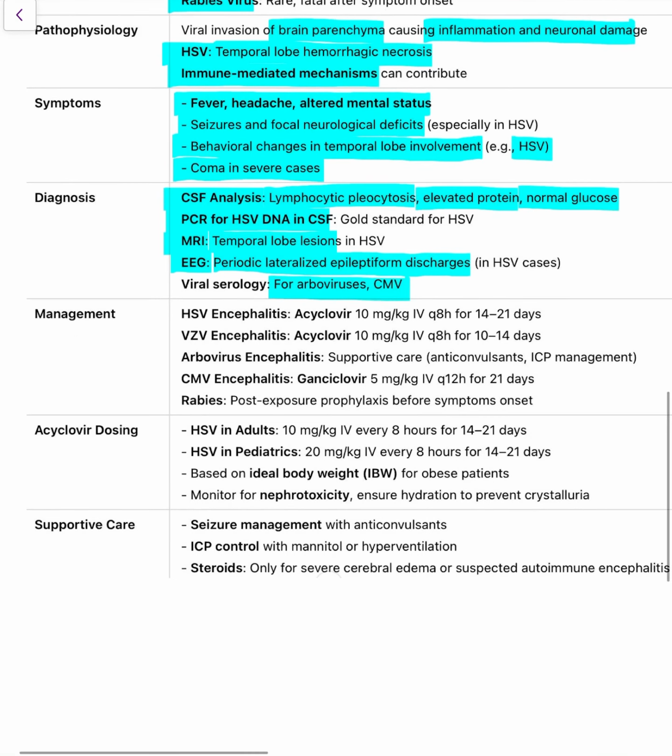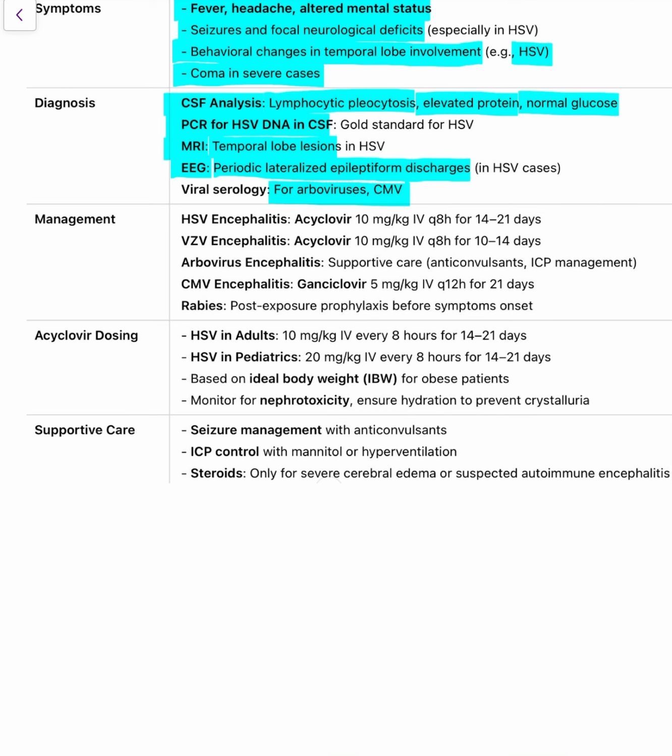So how do we manage? If it's herpes family, that is HSV, varicella, then acyclovir is the treatment. You have to give it for 14 to 21 days. For arbovirus, there is no specific treatment for West Nile fever and the like. We have to give supportive care and anticonvulsant therapy.